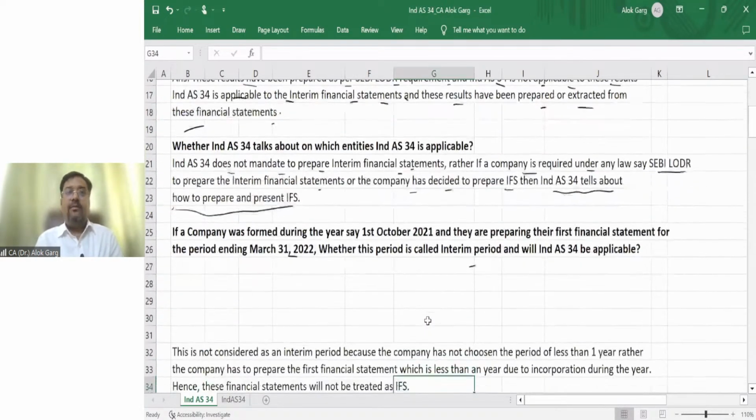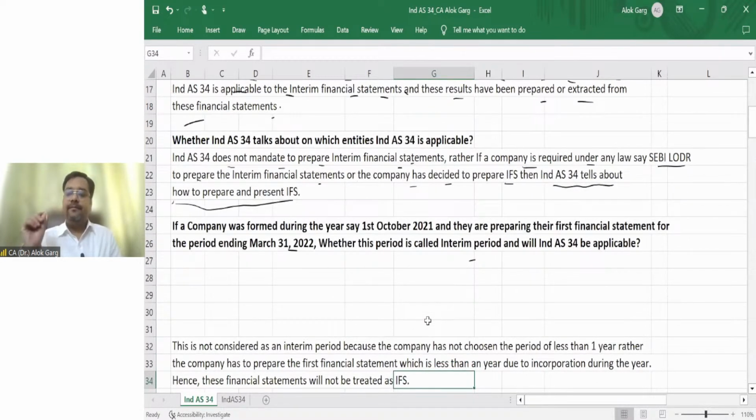Very good. Sir, you have told that Ind AS 34 is applicable for a period less than one year, right? So interim financial reporting is a reporting for less than one year. You have told that interim period is for less than one year. So if a company was formed during the year, let's say incorporated on 1st October 2021, and they are preparing their first financial statement for the period ending 31st March 22, it's only six months. Whether this period is called interim period and will Ind AS 34 be applicable?